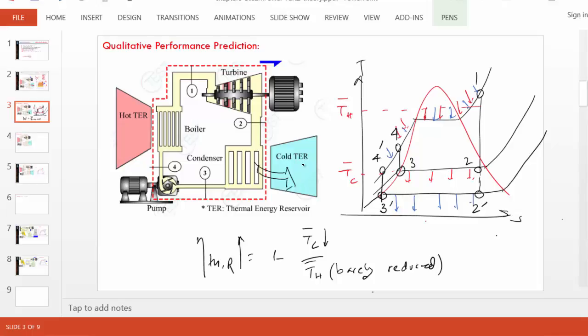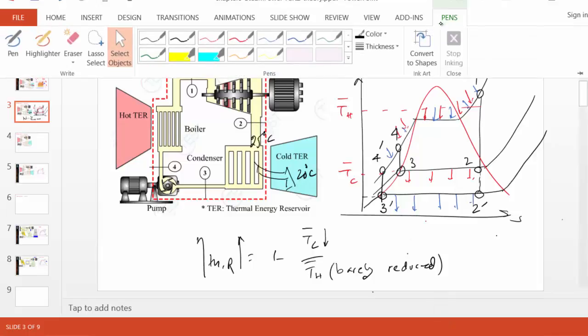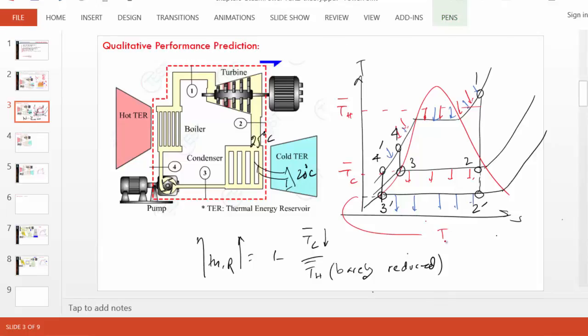But whatever we choose, the cold temperature is basically limited by the atmospheric temperature. So if the atmospheric temperature is, let's say, 20 degrees Celsius, then the steam must be condensing at slightly higher temperature to allow for heat transfer. Let's say steam is condensing at 25 degrees Celsius. In that case, the pressure here will be decided by the saturation temperature at 25 degrees Celsius, the pressure will be P sat at 25 degrees Celsius.